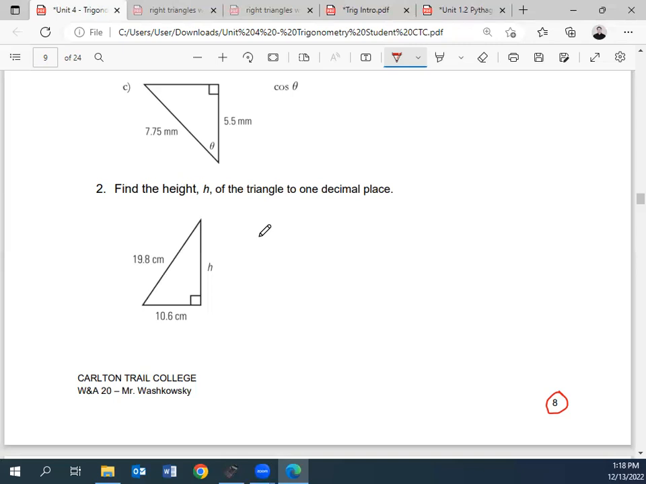For number 2, the first thing we need to ask ourselves is, what is it asking us to do here? Finding the height, right? So I'm trying to find the length of a side. What does the triangle give me to do that? What do I know about this triangle? Do I know any sides, any angles? Yes, I know the hypotenuse, and what else do I know? I know another side, right? So I have two sides, and I'm trying to find the third side. Which formula do you think I'm going to use there?